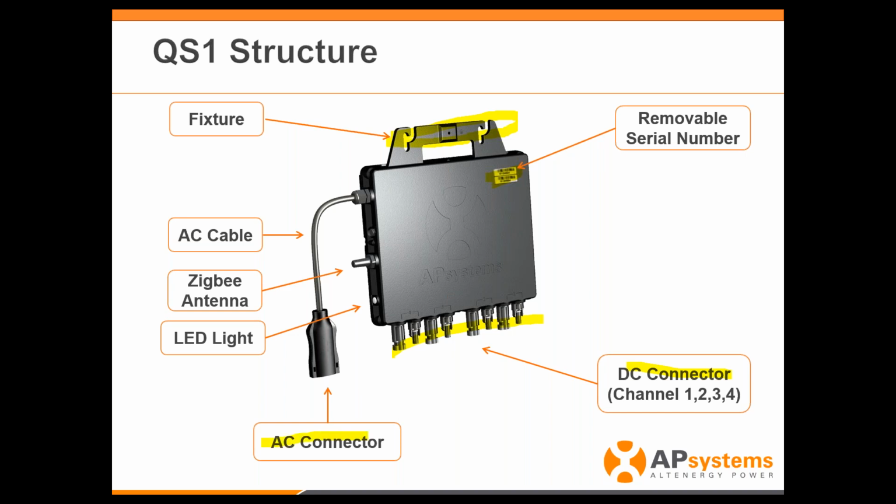AC connector. One thing I do want to point out, this QS1 and 600 both share the exact same AC connector. The nice thing about this is it gives you the ability to mix and match the 600 and QS1 on the same exact line. The LED light on the side here, exactly the same configuration as the 600. ZigBee antenna, again, molded into the case, nothing for you to do on the site. That's it. That's simple.